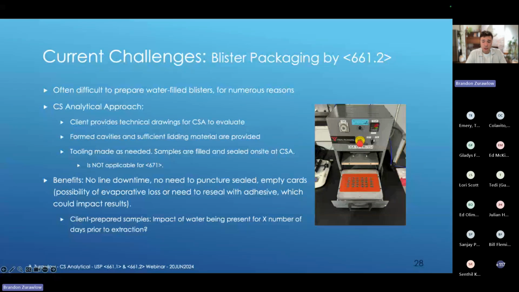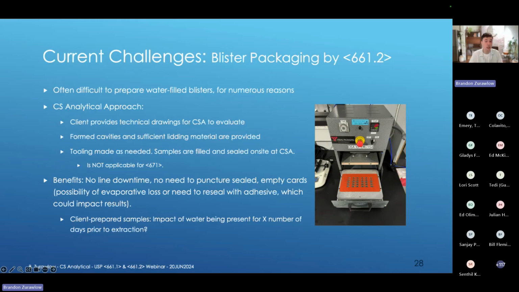So another challenge with respect to 661.2 is one that was identified all the way back when these chapters were first in PF. And that is evaluating blister packaging by 661.2. So remember, 661.2 involves filling that package system to its nominal volume. In the case of blisters, that's really related to the cavity. It's often difficult to prepare water-filled blisters for numerous reasons.